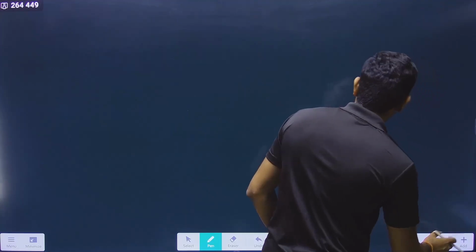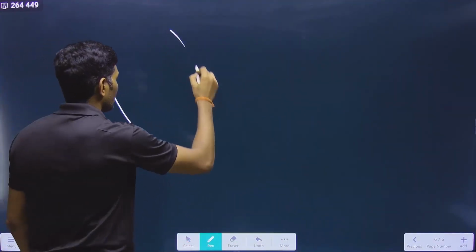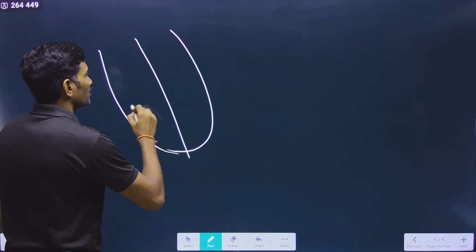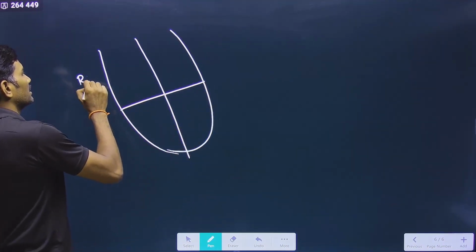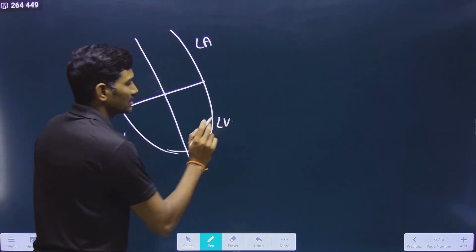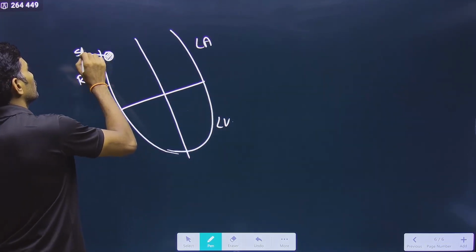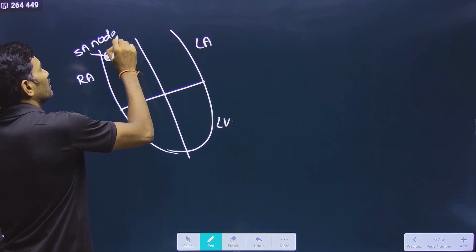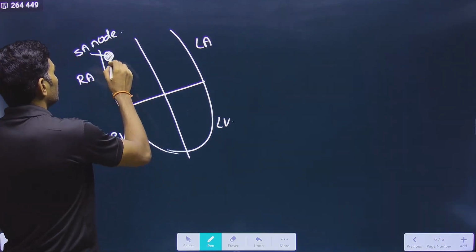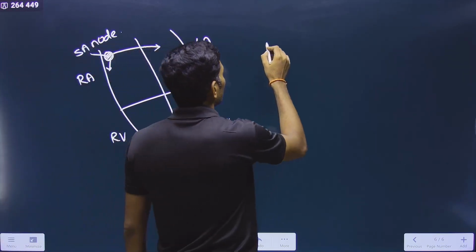Now what I will do is revise the entire information once again, quickly. Observe very carefully. What we are saying here: this is the right atrium, left atrium, right ventricle, left ventricle. Clear? Now here there is a nodal tissue. This is called the SA node. And the SA node gives information to both the atria first, and both the atria contract.